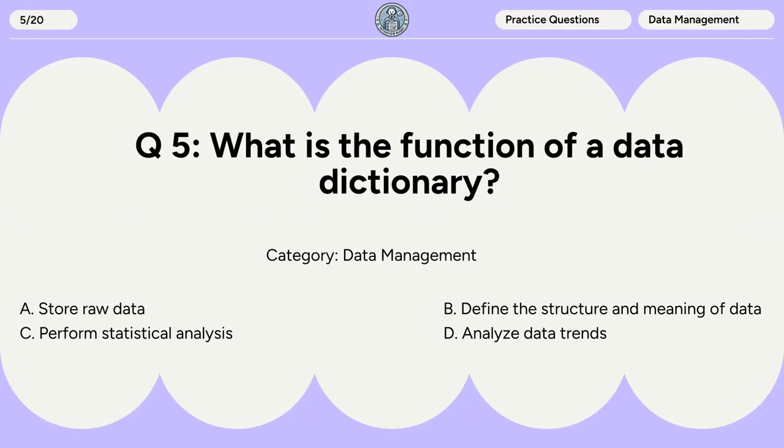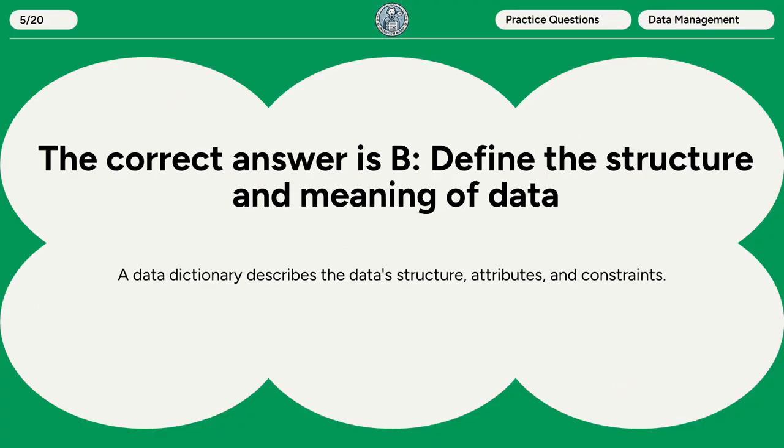Question 5. What is the function of a data dictionary? A. Store raw data. B. Define the structure and meaning of data. C. Perform statistical analysis. D. Analyze data trends. The correct answer is B. Define the structure and meaning of data. A data dictionary describes the data's structure, attributes, and constraints.